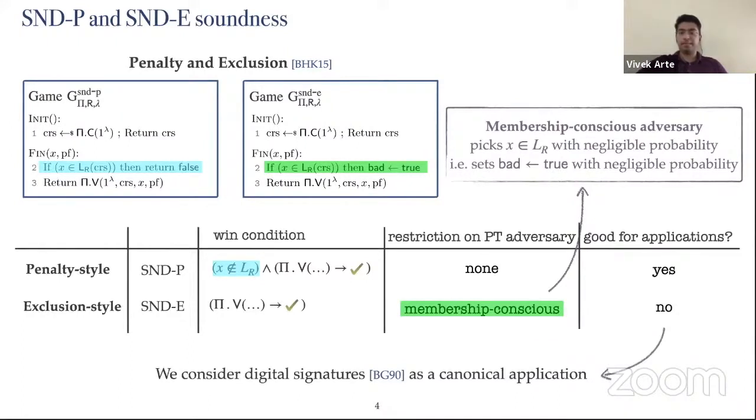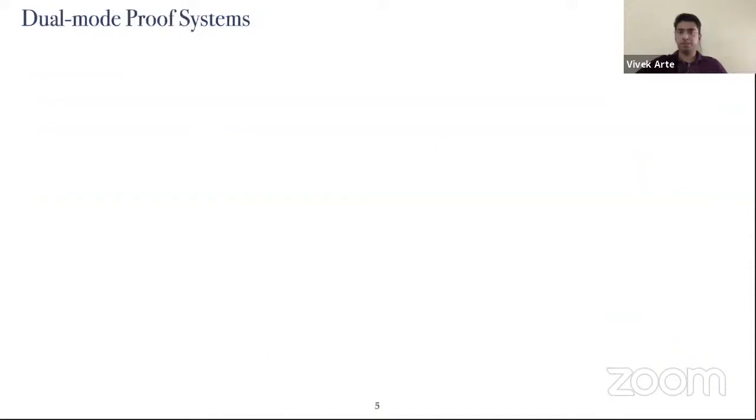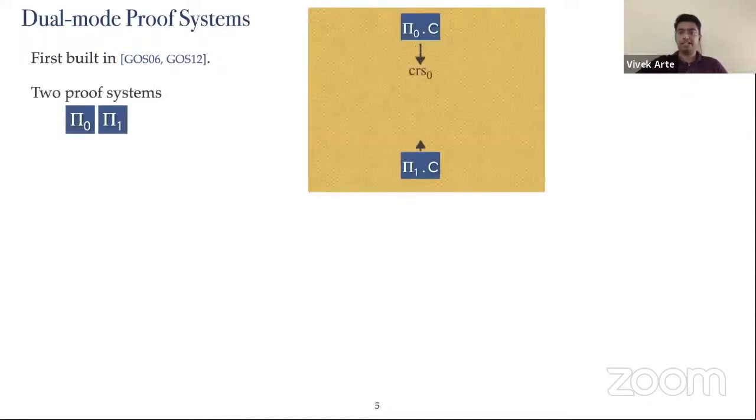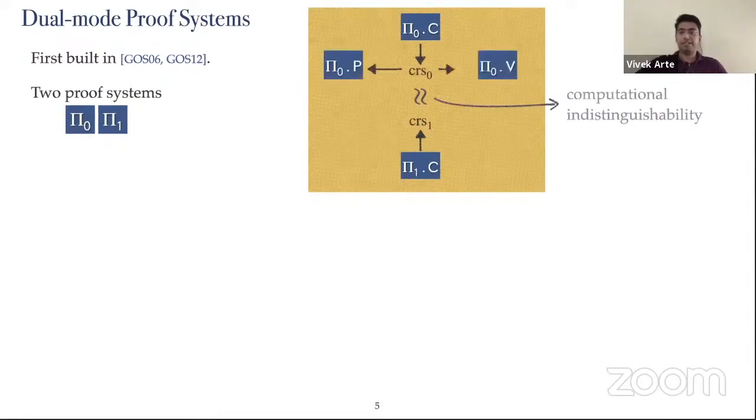As a canonical application, we consider the use of NIZKs to construct digital signatures, as was first done by Bellare and Goldwasser in 1990. The concept of dual mode proof systems was first introduced by Groth, Ostrovsky, and Sahai in 2006. In this technique, there are two proof systems, pi0 and pi1. The two CRS generation algorithms here generate common reference strings, which are computationally indistinguishable from each other. Meanwhile, the proof systems have proof generation and verification algorithms, which are identical to their counterparts.